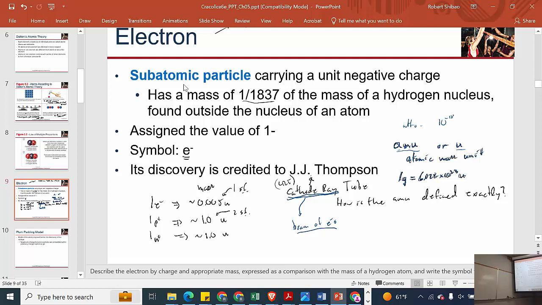That's kind of an odd number, but we'll talk more about how it's defined later. But in other words, if you took 1 gram and divided it into 6.022 times 10 to the 23rd pieces, then each of those pieces would weigh 1 U. So the question comes up is, how is the AMU defined exactly?